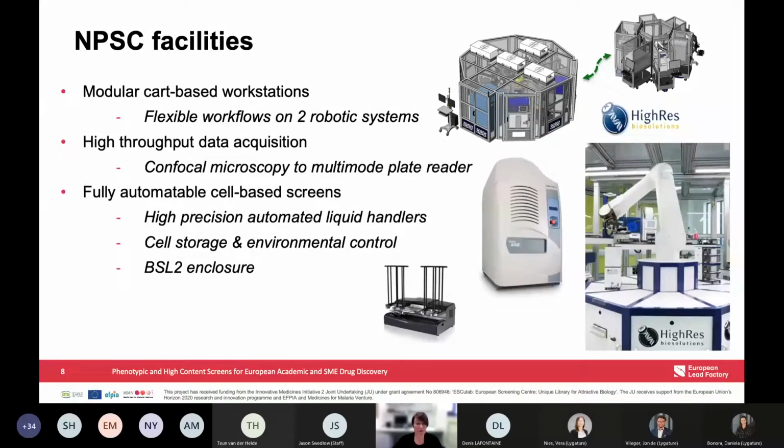And on these systems, we have our high throughput data acquisition readers, ranging from the confocal microscopy in the CV7000, and we go right the way down to a highly sensitive and quick multimode plate reader for a lower content screening if that's necessary. And these are fully automatable systems, so we can do fully automated cell-based screens, and this is potentiated with the use of high precision liquid handlers, such as the Echo here and the Tempest here. And we also have onboard cell storage and environmental control in an onboard incubator. And the 9-star system here has the added advantage of being completely enclosed in a BSL-2 enclosure, so we can do containment level 2 assays as well.